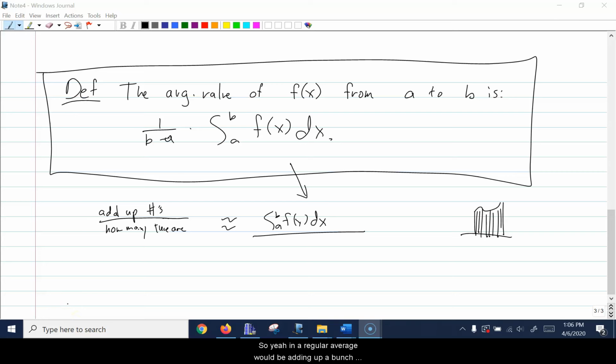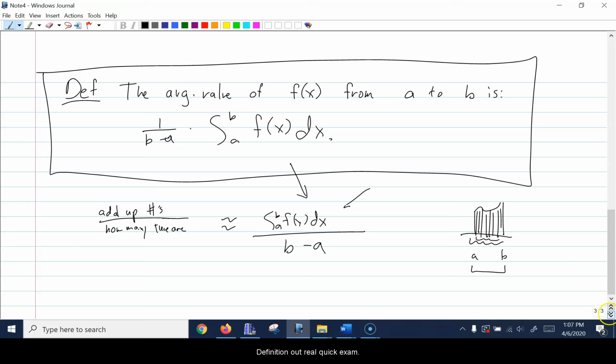So yeah, in a regular average, we would be adding up a bunch of numbers and dividing by how many there are. In this average value of a function, we're integrating the function, which is kind of like adding up all the values. It's not adding, but it's something that's supposed to mirror adding when you have infinitely many things you want to add. And then instead of dividing by how many numbers there are, which would be infinity, you divide by b minus a, the length of the interval, which is kind of like how much numbers they are.